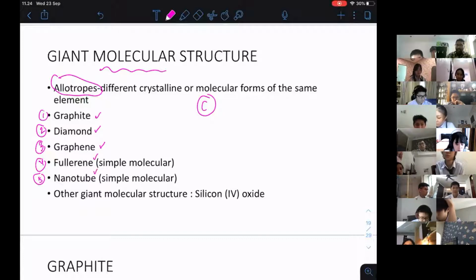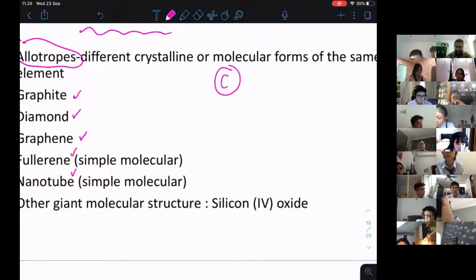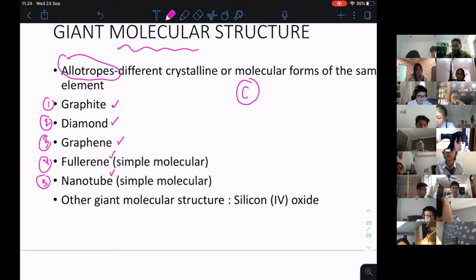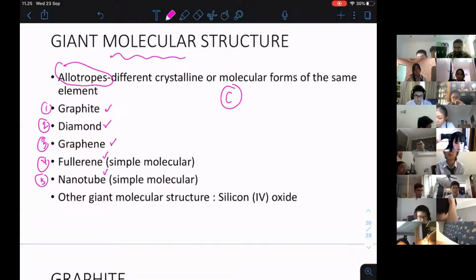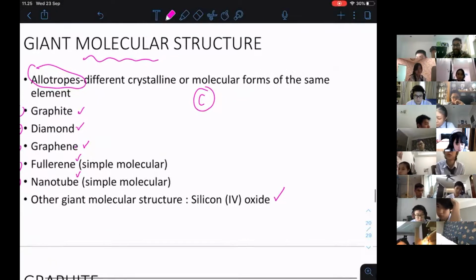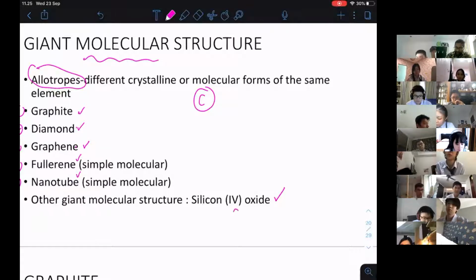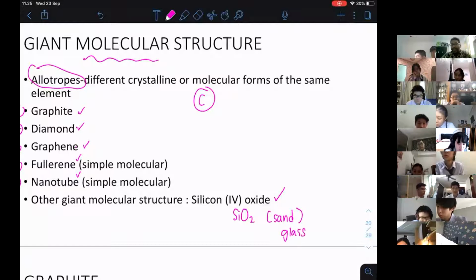Just now, if you recall, I have written in the simple molecular part that we will learn more about fullerene and nanotube. I have put it over there. They are simple molecular, but they are allotropes. That's why I'm putting it over here. Apart from these allotropes, graphite, diamond, and graphene, we are going to also learn about another giant molecular structure, which is silicon 4 oxide. Silicon 4 oxide is SiO2, generally found in sand. This SiO2 is used to make glass.